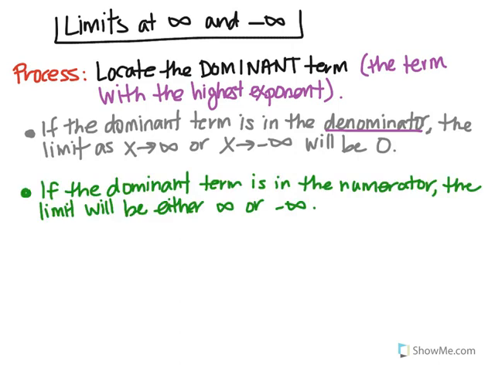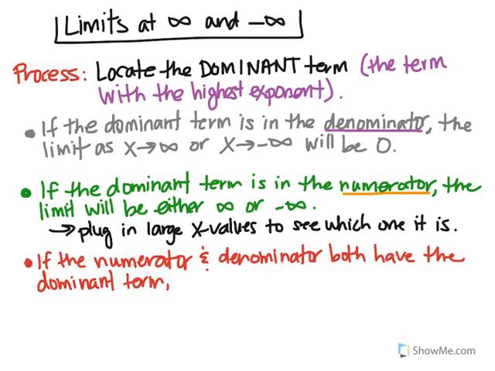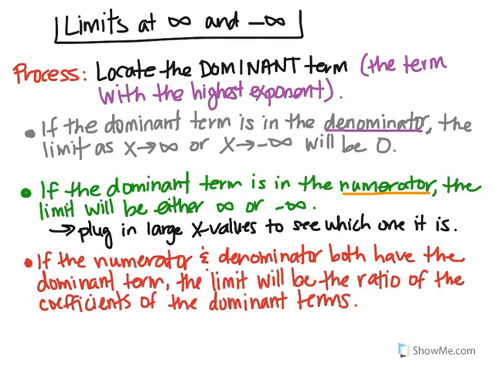The second case is if the dominant term is in the numerator. If that's the case, the limit will be either infinity or negative infinity, and you're going to have to plug in large x values to see which one it is. The last case is if the numerator and denominator have the same dominant term. When this happens, the limit will be the ratio of the coefficients of the dominant terms.